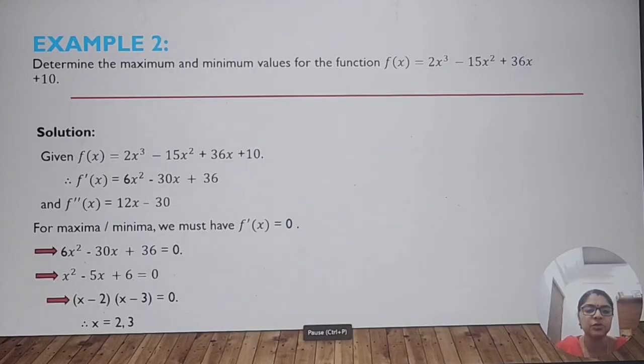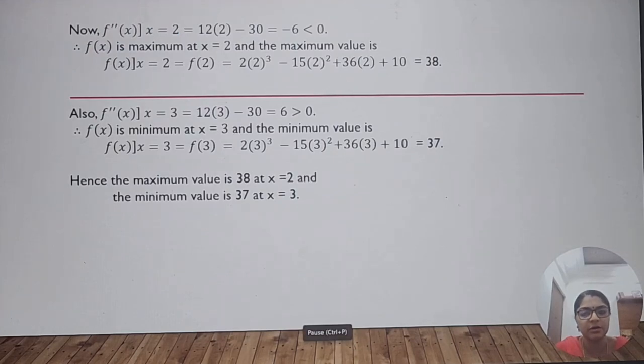Now my aim is to check, for the first stationary point, whether the given function has a maximum or minimum value. Likewise, using the second stationary point, we have to check whether the given function has a maximum or minimum value. So I am taking the first stationary point x is equal to 2. That is f double dash of x at the point x is equal to 2, and we will get the answer minus 6. That is less than 0, so I come to the conclusion that f of x is maximum at x is equal to 2 and the maximum value is given by 38 after the simplifications.